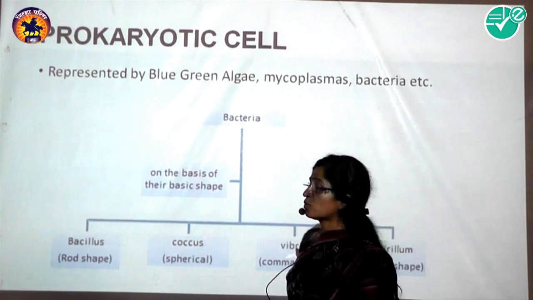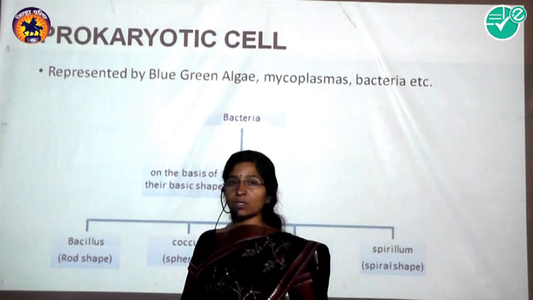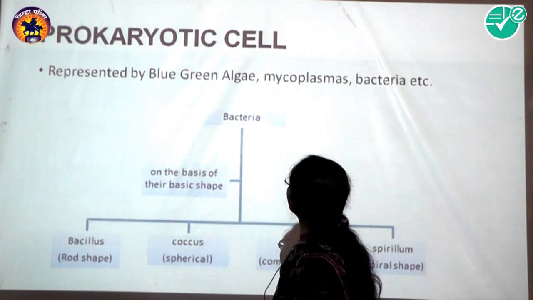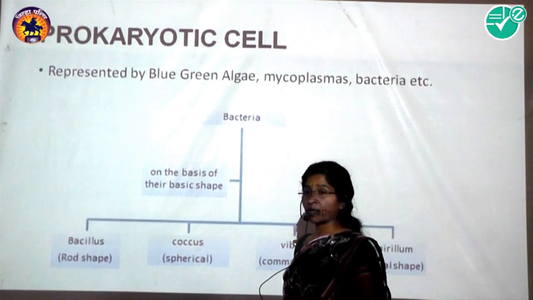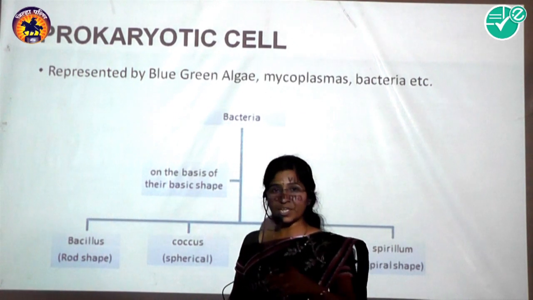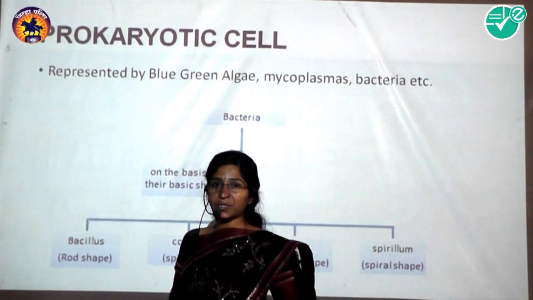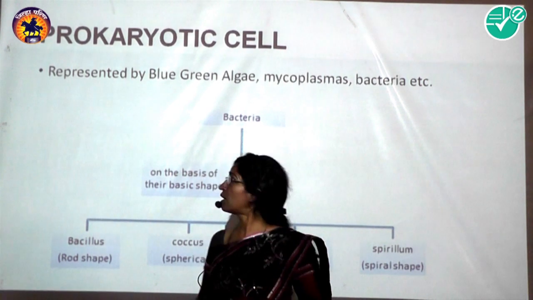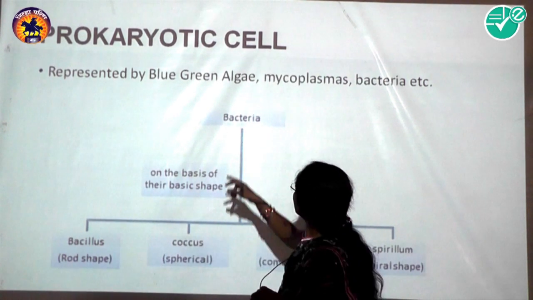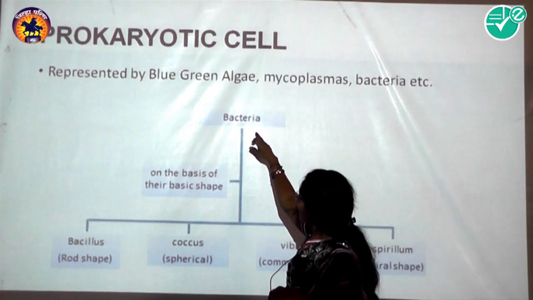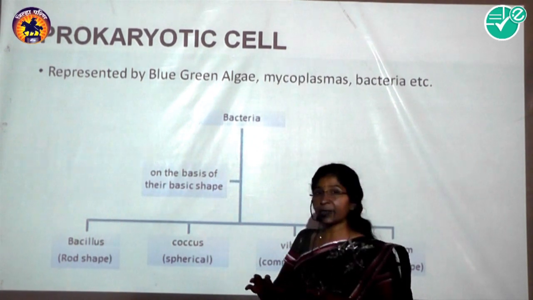Now we go into more details about the prokaryotic cell. Prokaryotic cells occur in Monera, including organisms like bacteria, archaebacteria, mycoplasma and blue-green algae. These are the cyanobacteria. In these bacteria we observe different shapes.